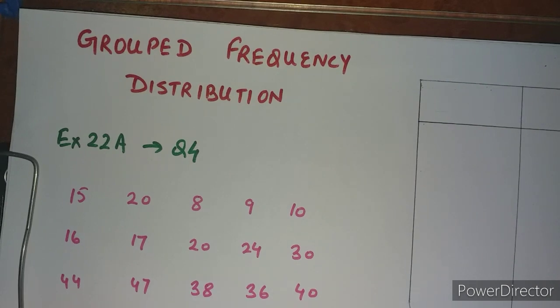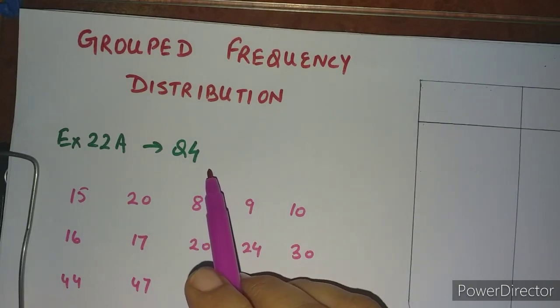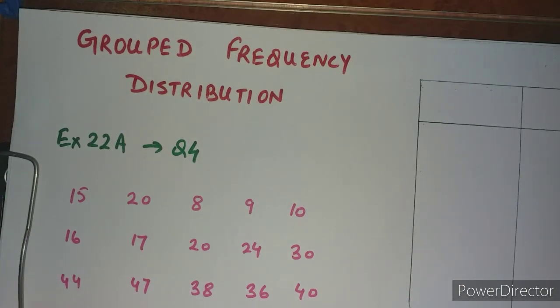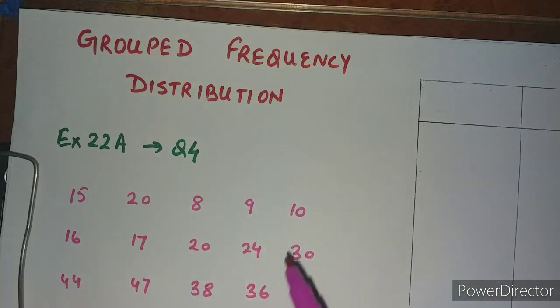So students, in this question of exercise 22A, question number 4 of your class 8th book, the marks of 30 students have been given to us. And the question says very clearly that taking class intervals from 0 to 10, then from 10 to 20 up to 40 to 50, we have to construct a frequency table.